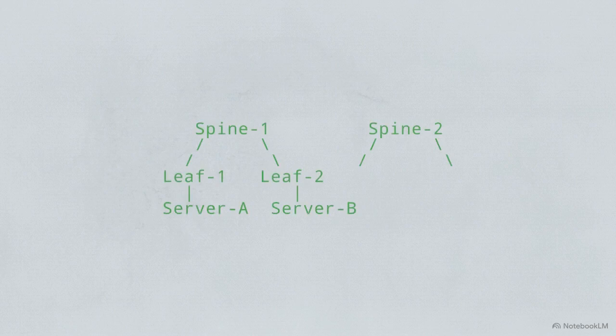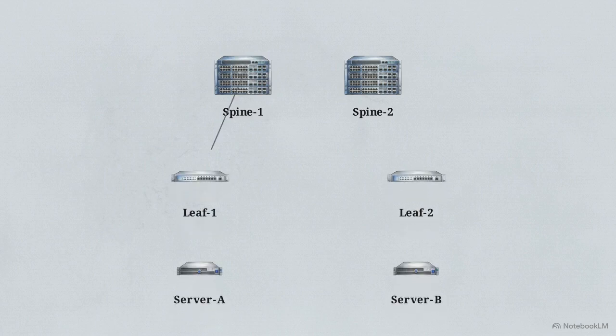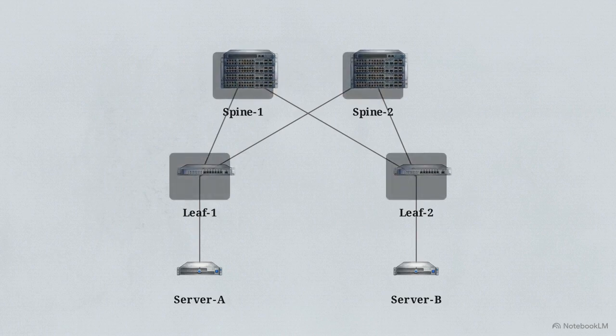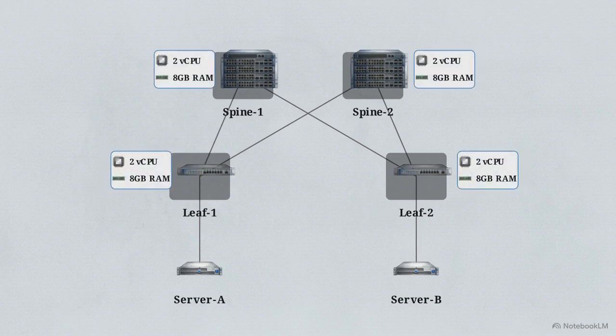We are structuring this lab around a definitive spine-leaf architecture. The topology consists of 2 spine switches acting as the high-speed transit backbone, connected to 2 leaf switches where our end hosts, Server A and Server B, attach to the network. Deploying this environment requires 4 virtual instances. Each Nexus 9000V switch must be provisioned with 2 virtual CPUs and 8 GB of RAM to ensure the control plane protocols operate without latency.